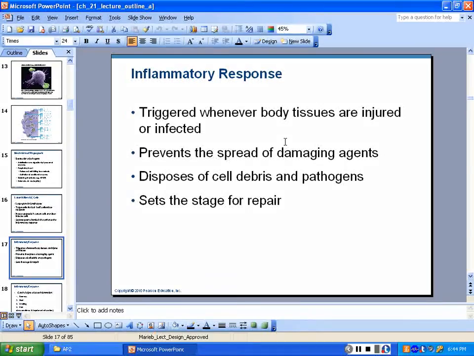Now, we usually say that there are 4 main signs of inflammation. In the medical community they call them the 4 cardinal signs of inflammation. You may have heard these before. Redness, swelling, heat, and pain.